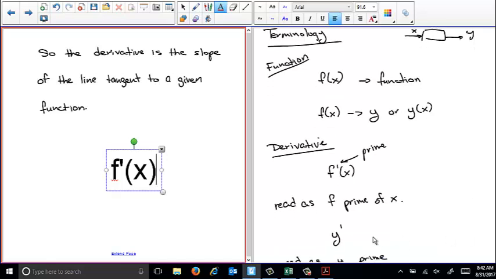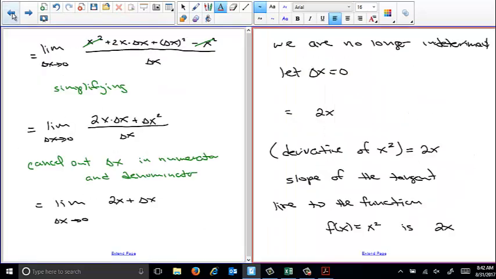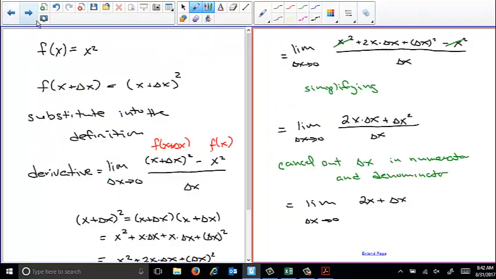Likewise, sometimes instead we might use the y designation for the value of the function. In that case, we'd say the derivative is y prime. So the prime is used to indicate the derivative. If I go back to my previous example, I used the word derivative, but now that I've introduced the terminology, I would say f prime of x equals the limit.